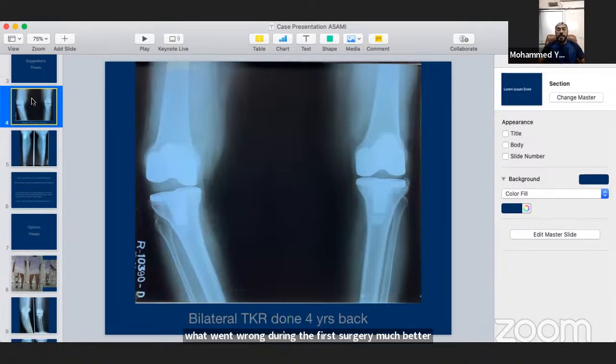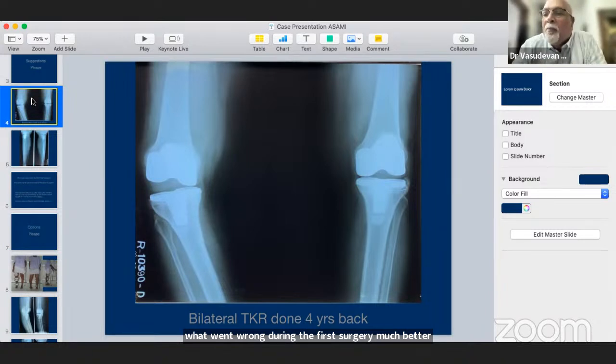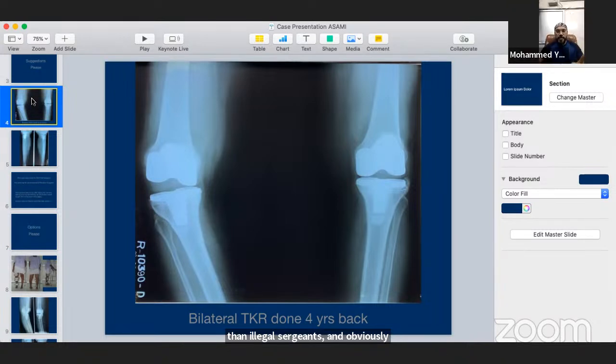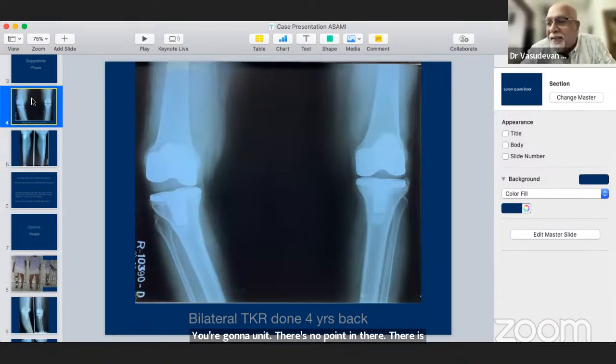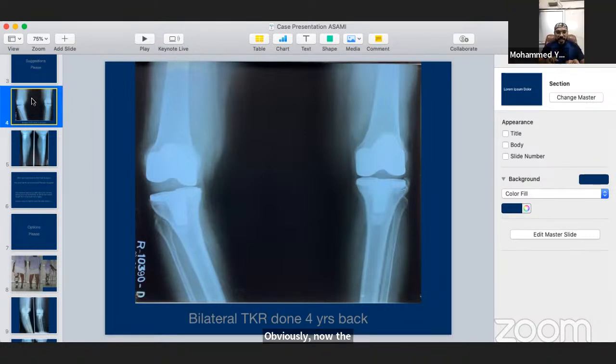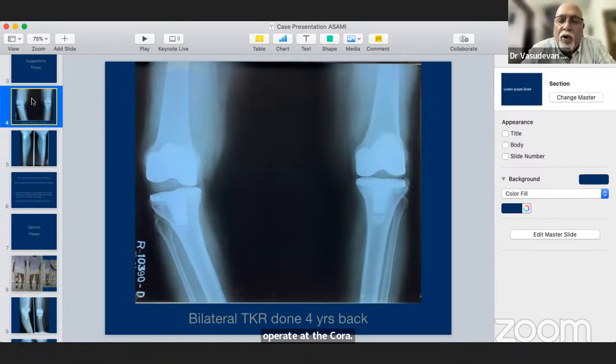And obviously, the problem is only the mechanical axis, and there is no point in discussing that. Obviously, the mechanical axis needs correction, and you have done it wonderfully. But the only shortcoming we have is that we are not able to operate at the CORA. We are able to operate at a lower level to be safe from the implant. In this case, I think the CORA is at the level of the tibial stem, if you draw the mechanical axis along it.